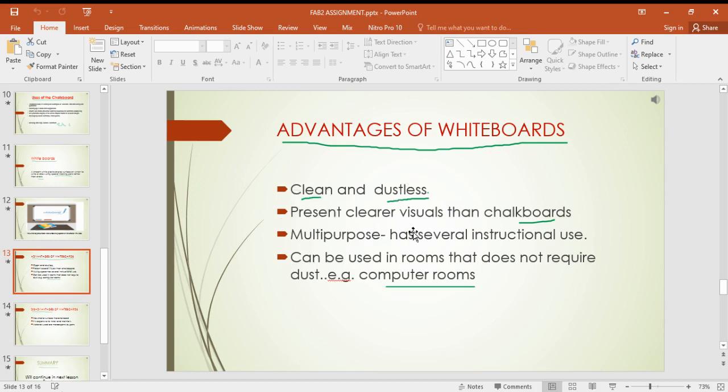It presents clearer visuals than the chalkboard. It is multi-purpose. That is, it has several instructional uses. It can be used in rooms that do not require dust, e.g. the computer rooms. Remember that the computer rooms do not require dust. Remember the chalk produces a lot of dust. So when using the whiteboard, you have eliminated the production of dust.